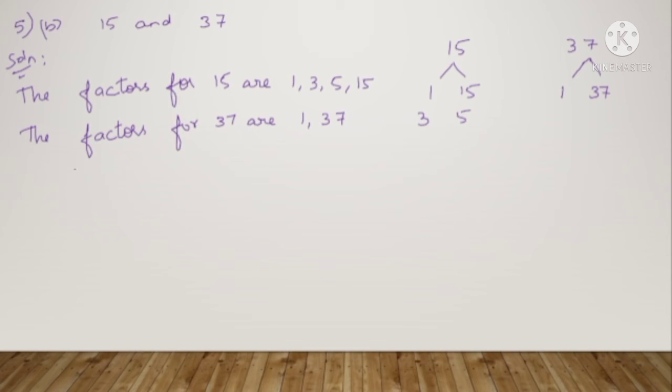Now let us write the common factors. So what are the common factors? Here 1 is a common factor. So we have the common factor to be 1. So we call 15 and 37 co-prime.